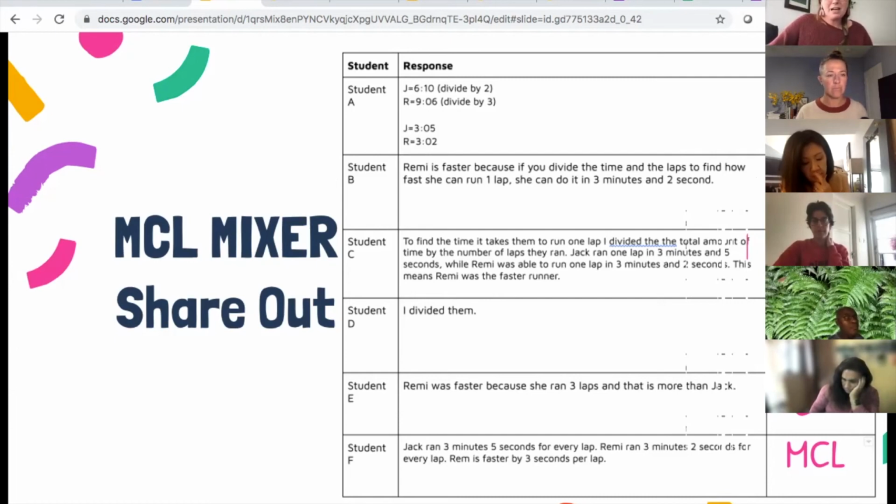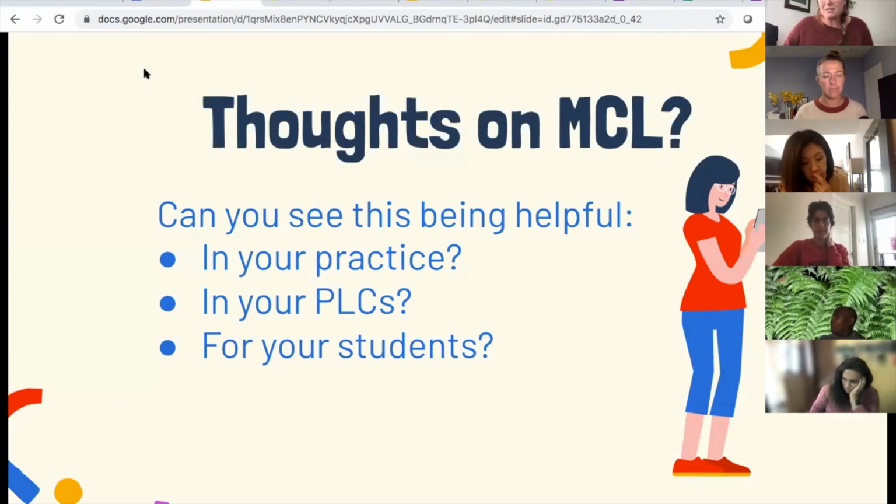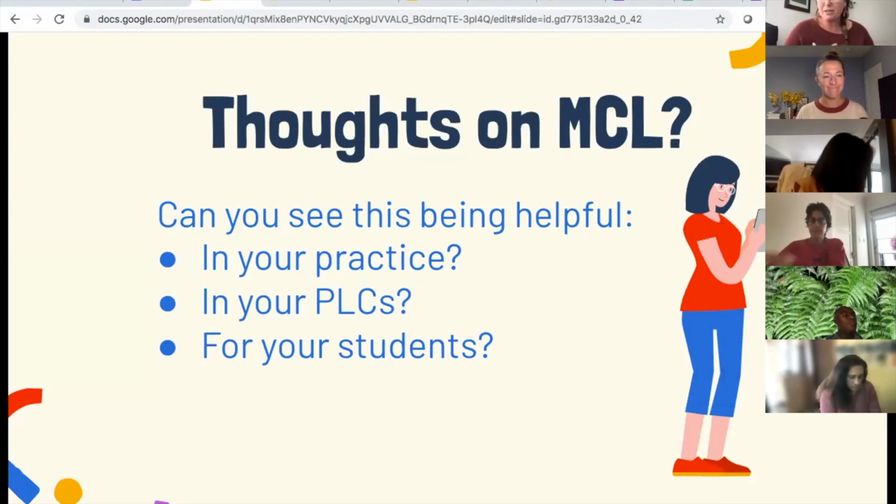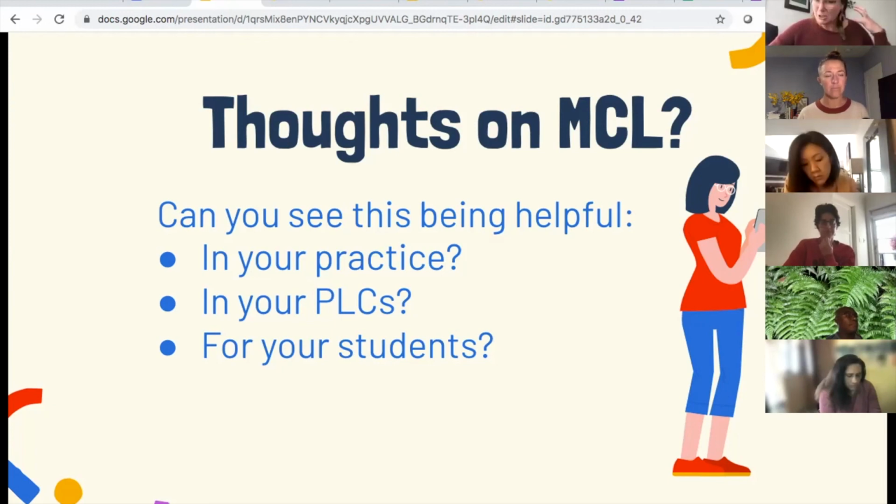If you have any kind of feelings about how this could be useful in your PLCs or in your practice or for your students, this is something that we're very passionate about: giving kids opportunities to write and opportunities to revise, so that they are able to be those competent and confident communicators. I didn't mean for that to be so alliterative, but this is how they get better at it. And so that's what I want to end on.